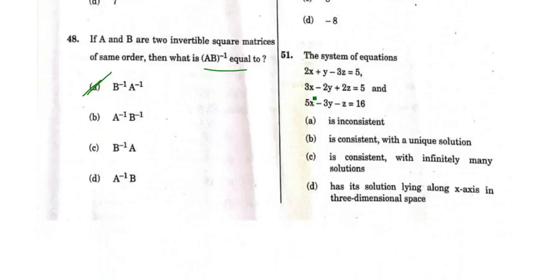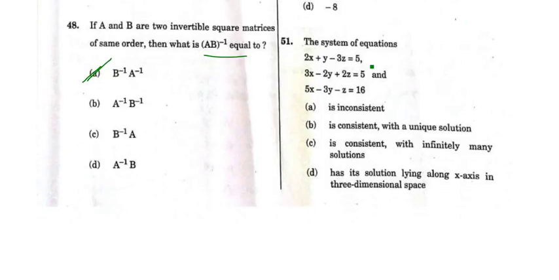So the system of equations 2x plus y minus 3z equal to 5, 3x minus 2y plus 2z equal to 5, and 5x minus 3y minus z equal to 16. So solve this question, you will get the right answer as B. The system is consistent with unique solutions. So the 51st will be B.